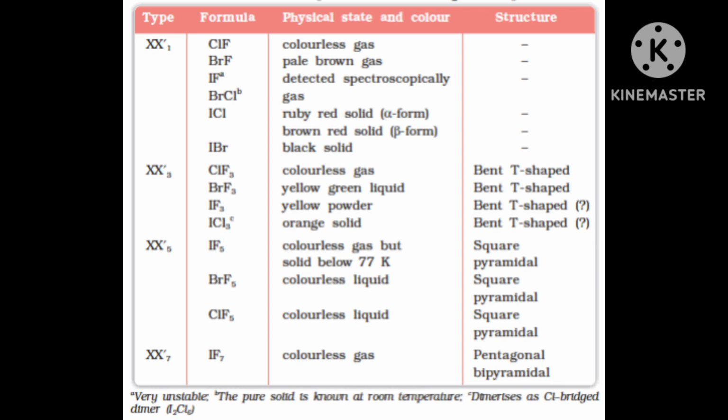BrF can also form from bromine and fluorine. There is a difference in electronegativity. Then BrF, bromine fluoride, is a pale brown gas. Question is asked. You give importance to the physical state, whether it is a solid, liquid or gas, and also color. Question is asked only in this way.